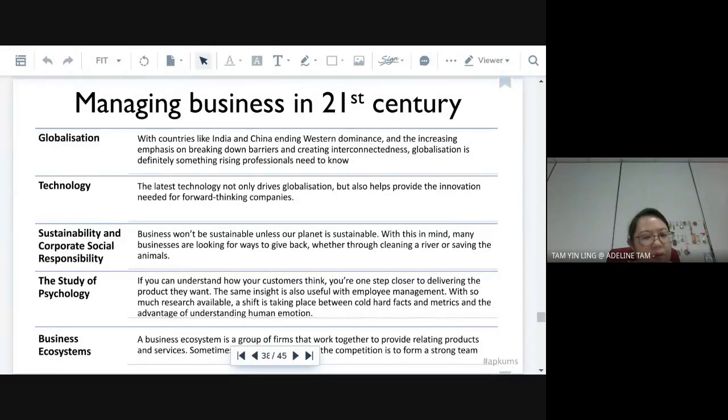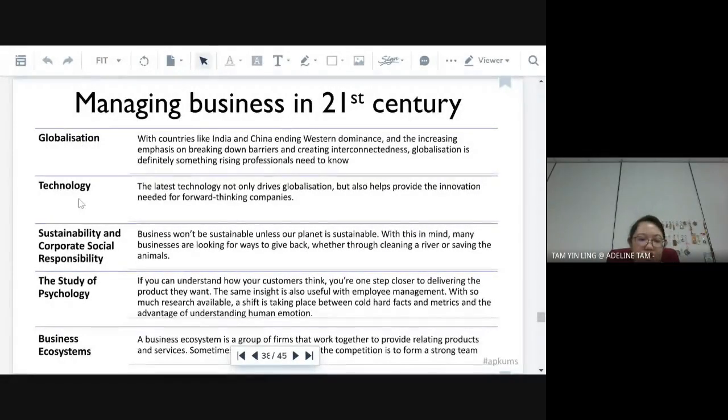And what happened is India and China are ending the Western dominance and they increase the relationship with us. So it means that they create interconnection with many countries, including one of the main countries, Malaysia. So globalization means that all the products that we are producing are not only sold in the local market but sold overseas, and we have to get used to it. No choice, because one day you might see a lot of things from other countries. Not only from China, maybe from Indonesia, maybe from Thailand, not only from a certain few countries.